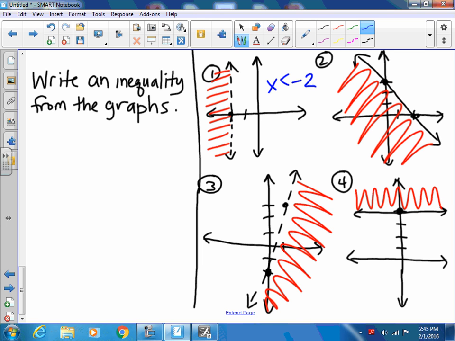And then always ask yourself, do I need the equal bar? And the answer is no, because it's dashed. Because dashed, remember, is less than or greater than with no equal sign. So that graph is x is less than -2.